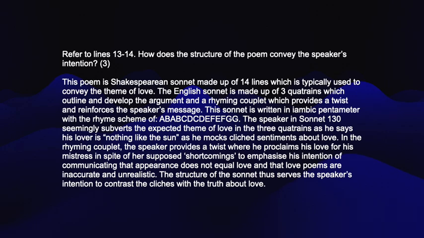Then we can get on to explaining the speaker's intention and linking it in terms of how the structure conveys that intention. The speaker in Sonnet 130 seemingly subverts the expected theme of love in the 3 quatrains, as he says his lover is nothing like the sun, as he mocks clichéd sentiments about love. In the rhyming couplet, the speaker provides a twist, where he proclaims his love for his mistress in spite of her supposed shortcomings, to emphasize his intention of communicating that appearance does not equal love and that love poems are inaccurate and unrealistic. So there we have our second mark, leading in a little bit to our third mark.